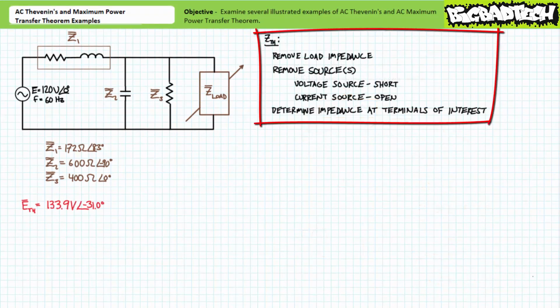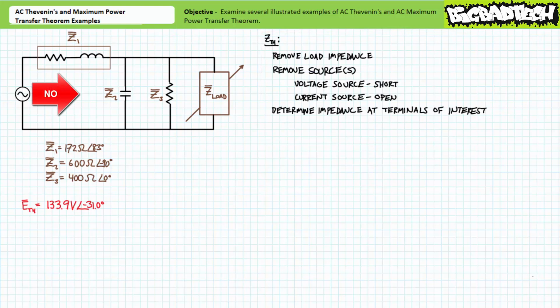Solving for the Thevenin's equivalent impedance, ZTH, also necessitates the removal of the load impedance. Additionally, one must also remove the source, or sources, from consideration. One removes a voltage source by replacing it with a short circuit or zero impedance path. One removes a current source by replacing it with an open or an infinite impedance path. Finally, one determines the impedance of this modified circuit at the terminals of interest.